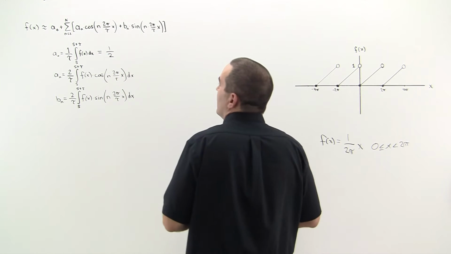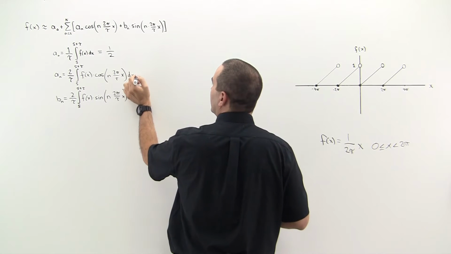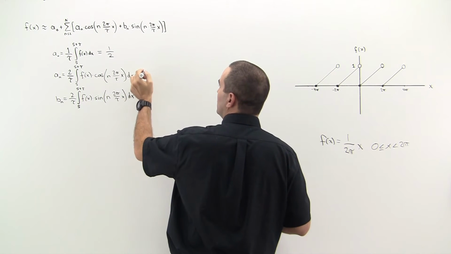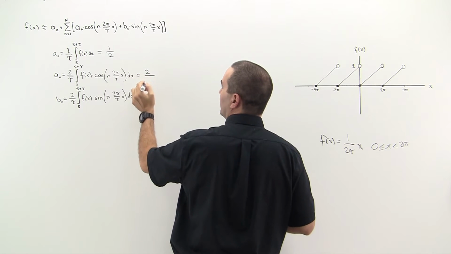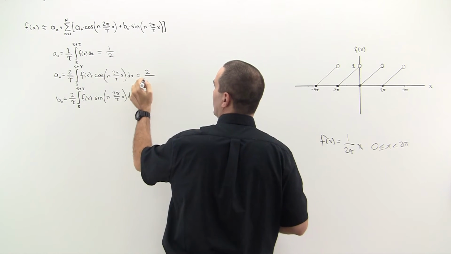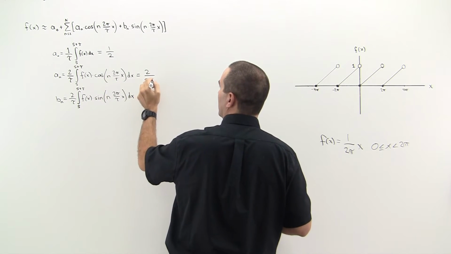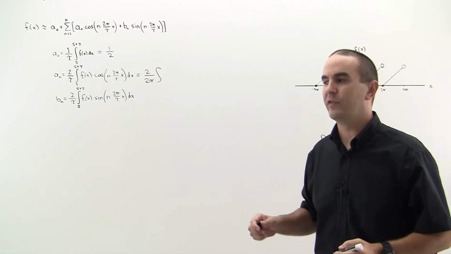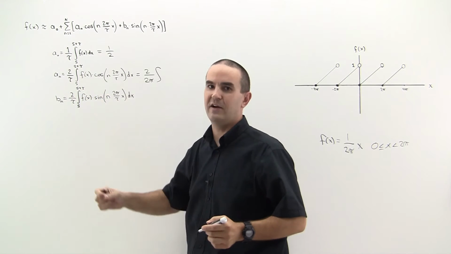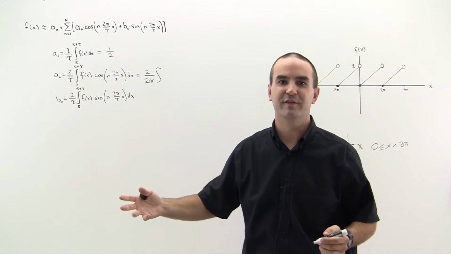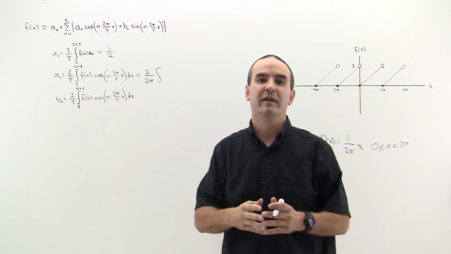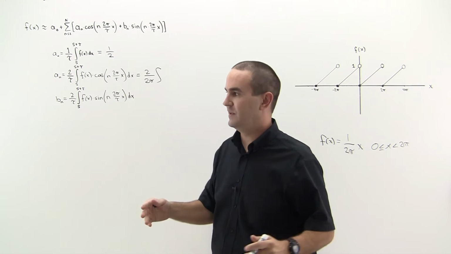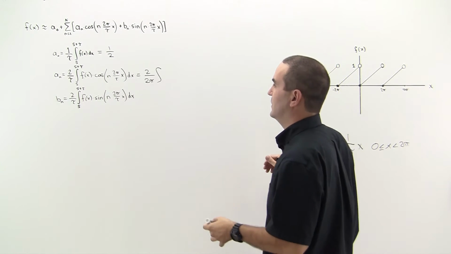Okay? For a sub n, we write 2 over the wavelength, which is 2 pi. So that's why it's so convenient to write this notation with the tau, right? Because tau could be wavelength or it could be period for time. If you're integrating over a position space or over a time space, it doesn't matter. It's just a convenient notation.